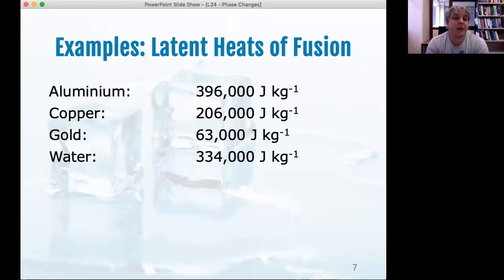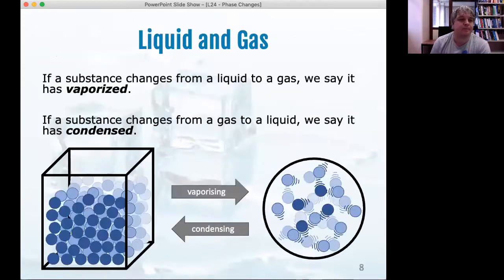Some examples here: aluminium, 396,000 joules per kilogram, copper 206,000, gold 63,000, and water 334,000. So the water latent heat of fusion is not specifically high or low, but remember the specific heat capacity of liquid water was very high. But for the latent heat of fusion, there's nothing unusual there. It's pretty standard compared to other solids.